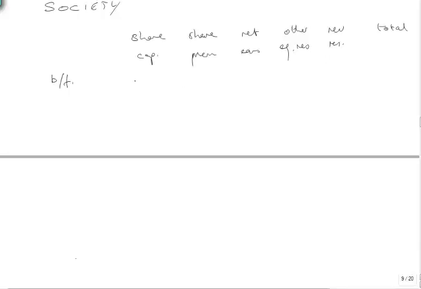Brought forward figures: we've already worked out the share capital brought forward was 40,000, and there was no share premium brought forward. What about the retained earnings? Oh, he gives it to us, 12,100, up there towards the top of the trial balance. Other equity reserve is 3,000, and a revaluation reserve of 7,000. Just let me confirm that should be 7,000. So that's 62,100.